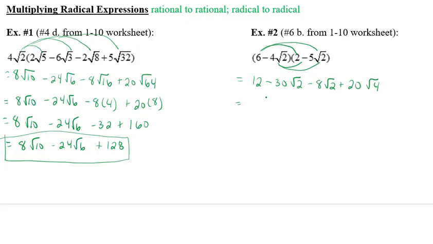So from there, we've got two things we can do. We can simplify that root 4, and we can combine our like terms. So the 12 stays the way it is, but 20 root 2 and 30 root 2 and 8 root 2 can join. They're both negative, so that gives us negative 38 root 2. And the 20 root 4, well, root 4 is 2, so we can take that out and do the multiplication, which gives us 40. Our other terms I'm just going to carry.